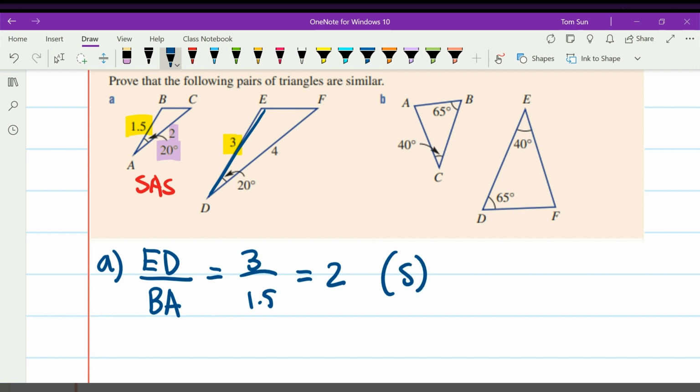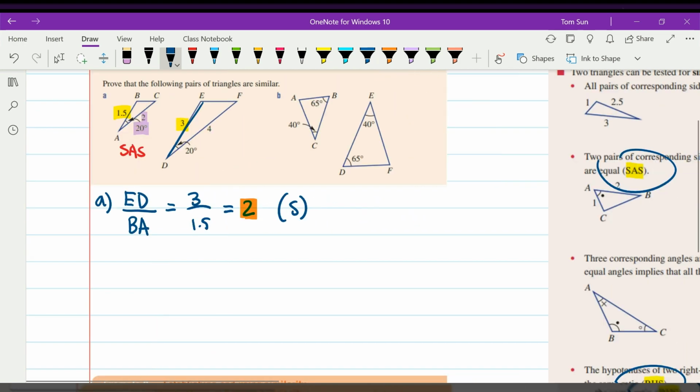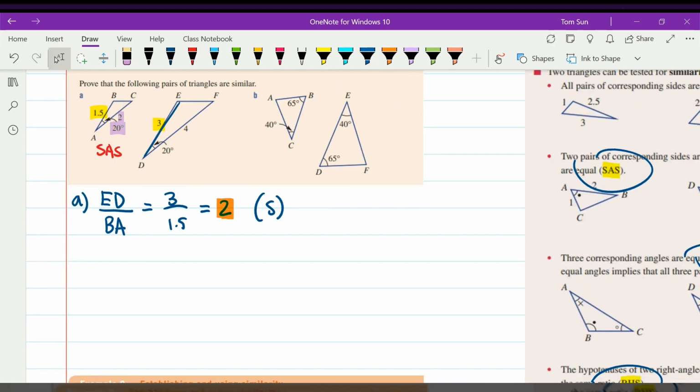because that's a side. Now, as long as you ensure that the other side also has this same ratio of 2, this is important, as long as we can prove that, then we've proven that these two sides are fulfilling those conditions of having the same proportion. So the other side that's been given to us is FD over CA, which is 4 over 2, which is equal to 2. So as you can see, both of these sides have the same ratio. So these are fulfilling those conditions.